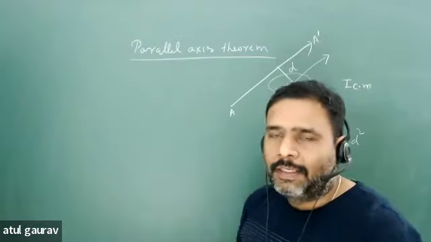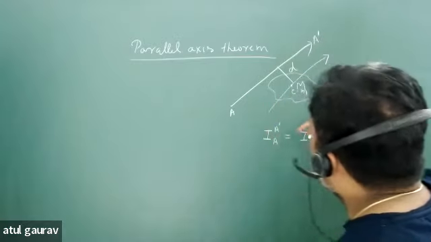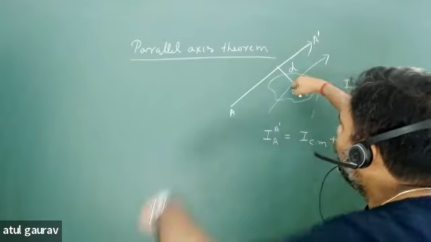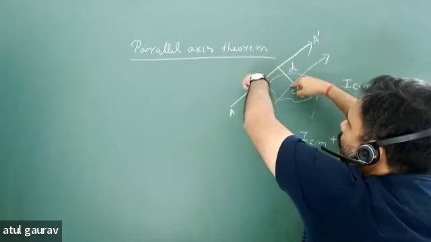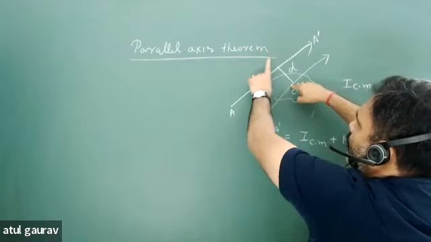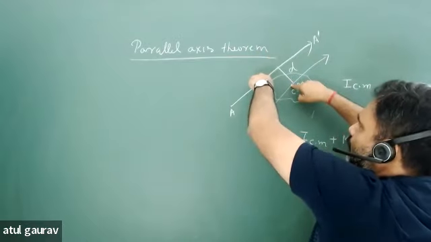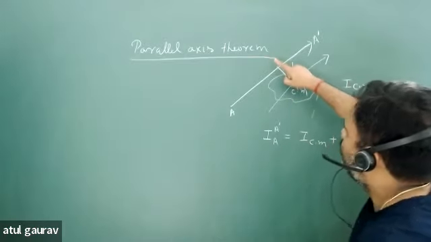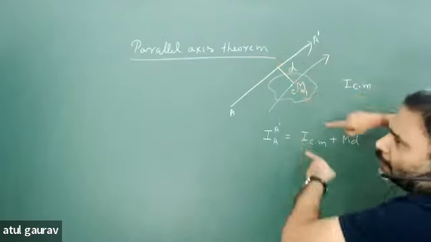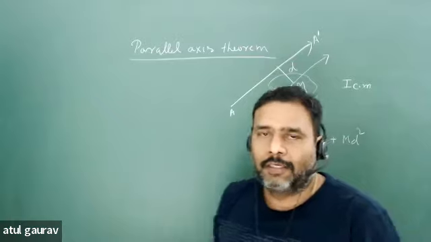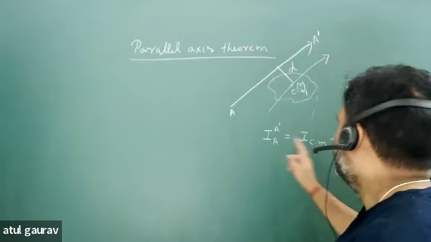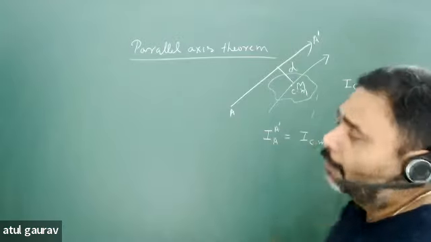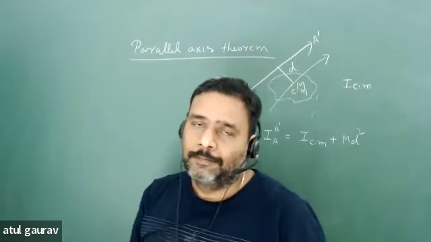ऐसा नहीं कि कोई भी arbitrary axis को ले लोगे. So suppose my axis is passing through the center of mass like this, then what will be my parallel axis? Something like this. Are you getting my point? This axis is not parallel. Something like this. Suppose you have the moment of inertia about this axis, then you have some parallel axis, something like this, and you can easily calculate the moment of inertia about this particular axis once you know the moment of inertia about the center of mass.